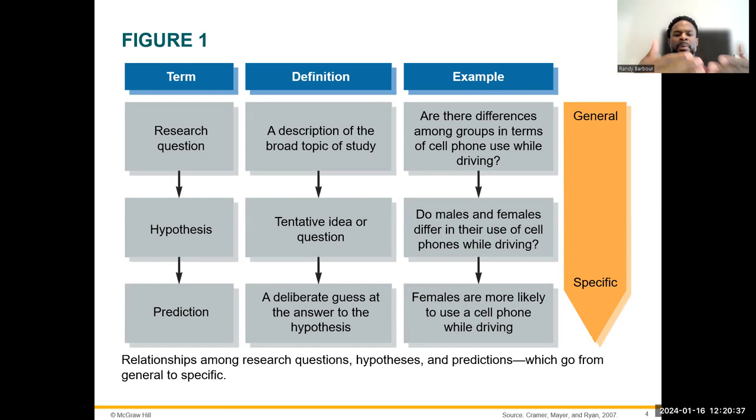Hypothesis and prediction are pretty similar because, as we learned growing up, a hypothesis is an educated guess or a prediction. So your prediction is the most specific you're getting to. You're trying to give an educated guess on what you expect to see from the outcomes of your research. Okay, it's a deliberate guess at the answer to the hypothesis. Okay.